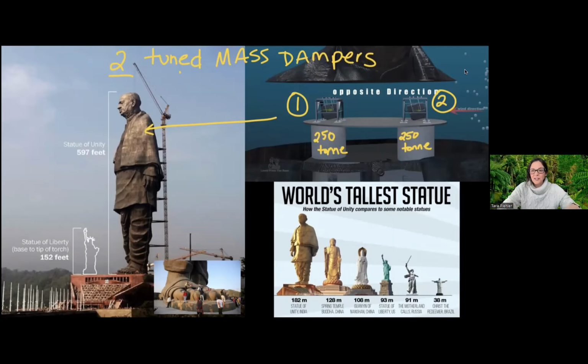If you do a little YouTube search on the Statue of Unity, I looked it up just now on Wiki. There are whole videos on the construction, how they make it, the 2 mass dampers swinging. Underneath it is a whole museum area. It's pretty cool. What if it fell? It's the tallest statue in the world, of course, using pendulums.